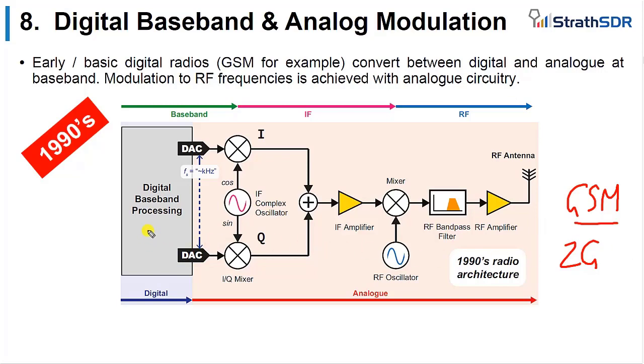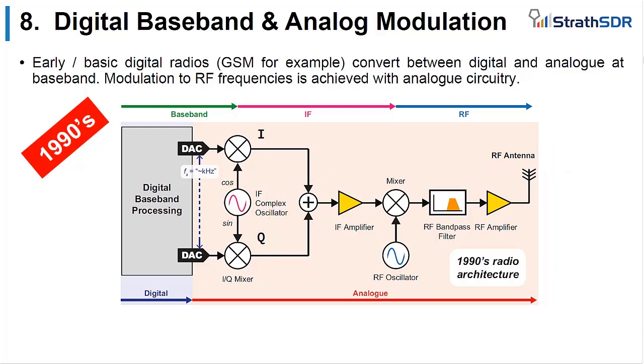So down at the baseband, my speech and perhaps data goes onto my DAC, which is running at the order of kilohertz. We then have an analog oscillator, maybe my IF oscillator, and I'll take that signal to an intermediate frequency, and then I'll have my RF oscillator and bandpass filter, and I'll send my radio signal. So that's the 1990s QAM architecture for mobile radio.